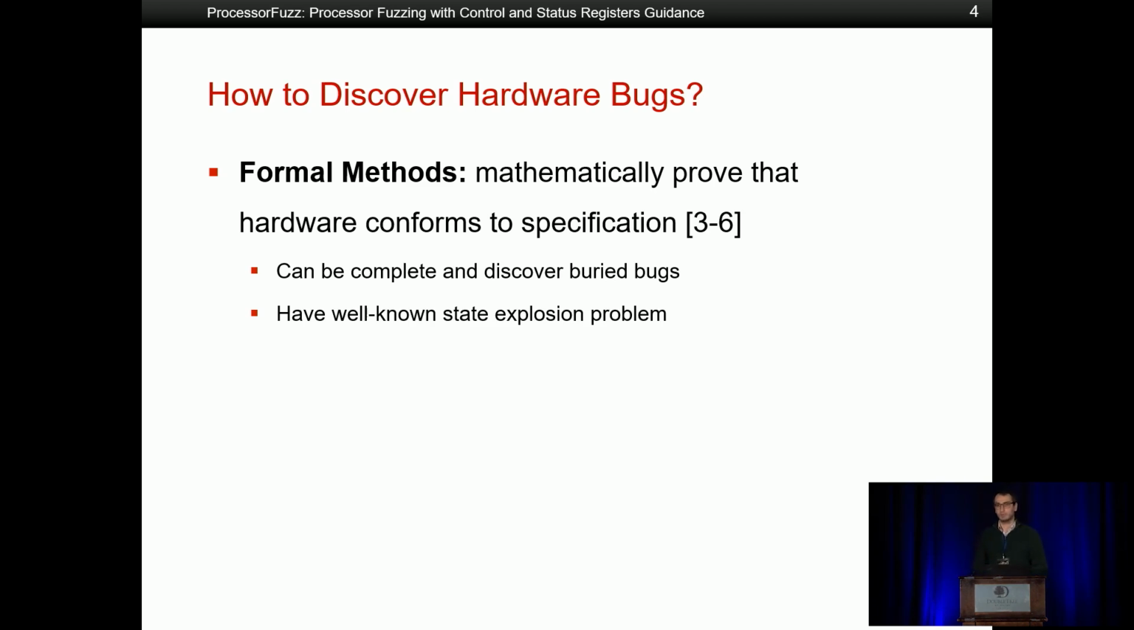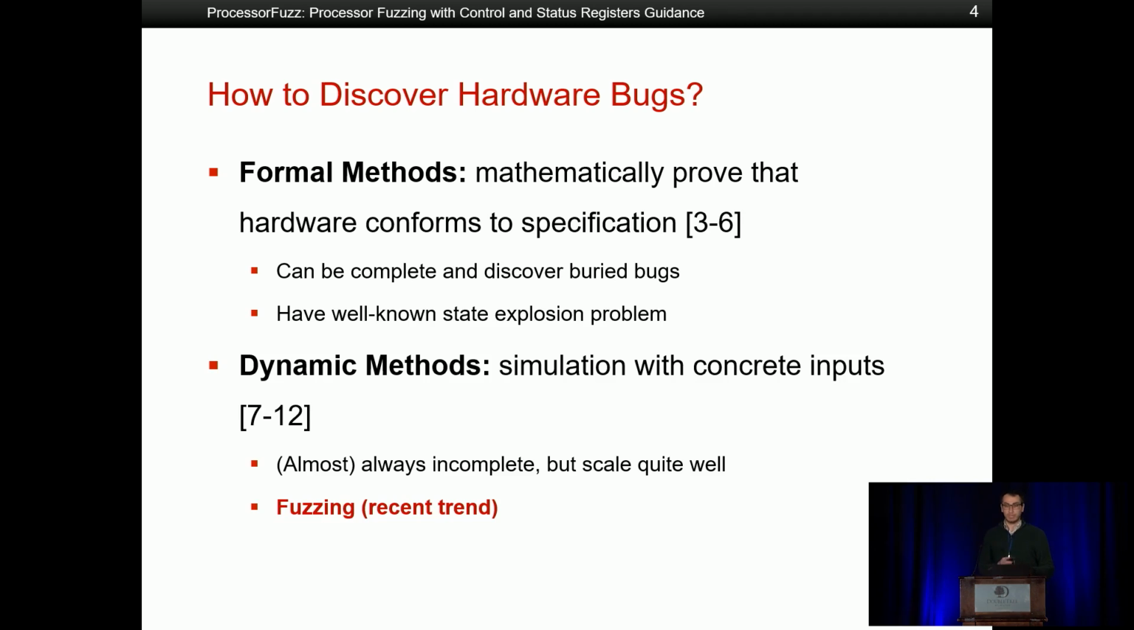There are so many techniques to discover hardware bugs, but we can mainly group them under two categories. The first one is formal methods, where the goal is to mathematically prove that hardware conforms to the specification. These methods can be complete and discover really buried bugs, but they have the well-known state explosion problem. Another group is dynamic verification methods, where the goal is to drive the design under test with concrete inputs to find bugs. These methods are almost always incomplete due to the large input space, but scale quite well. One recent trend in hardware verification is to adapt fuzzing from the software domain to the hardware domain.